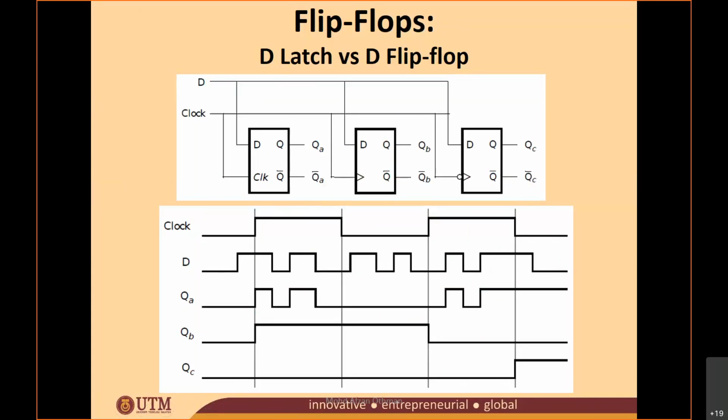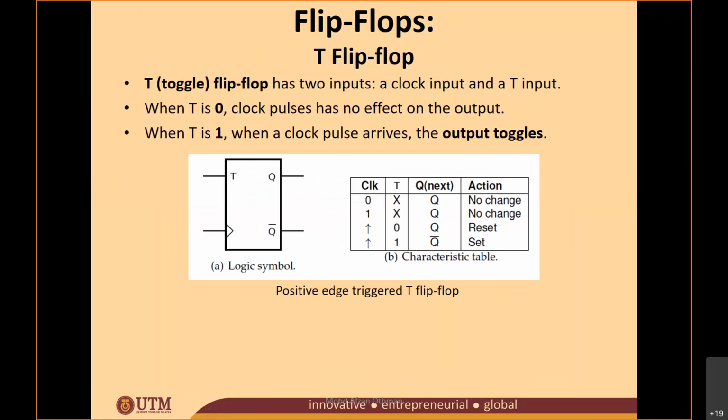Okay, next we have a T flip-flop. T stands for toggle, which has 2 inputs, which is a clock input and T input. Okay, so this is your toggle. So this is your T flip-flop. This is the logic symbol of T flip-flop. You have T input and clock input and 2 outputs of Q and Q bar.